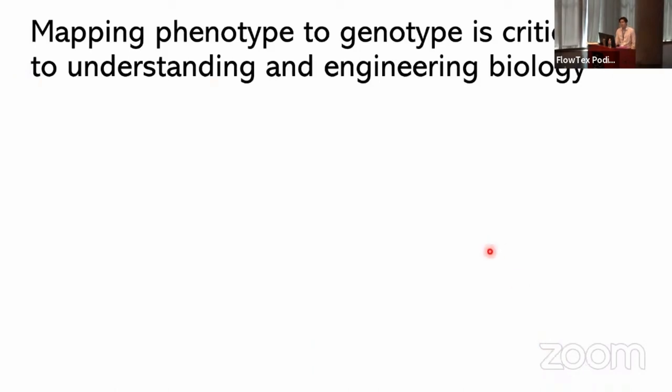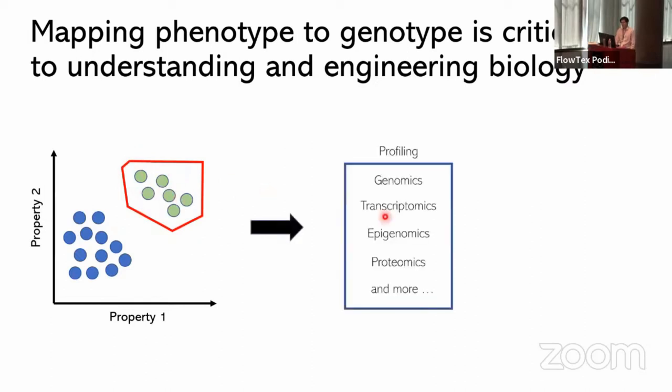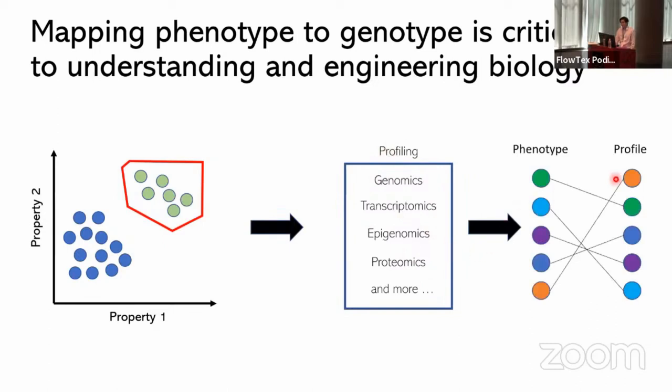And one way to do this is to map phenotype to genotype. And a method to do this is to study certain properties of your sample at the single cell level, isolate them, and then do downstream profiling, including omics and other methods. And then finally map the profile that you obtain from the profiling to the phenotype that you observe. And a very good method of isolating cells, of course, we all know, is fluorescence-activated cell sorting.